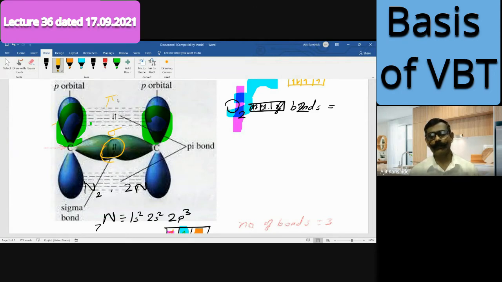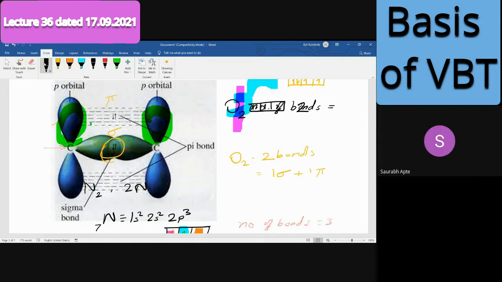For examples, in the oxygen molecule, how many bonds are there that we have concluded? In the O2 molecule, two bonds are there. If two bonds are there, then it means one will be the sigma bond and one will be the pi bond. Are you understanding what I'm saying? Yes, sir.